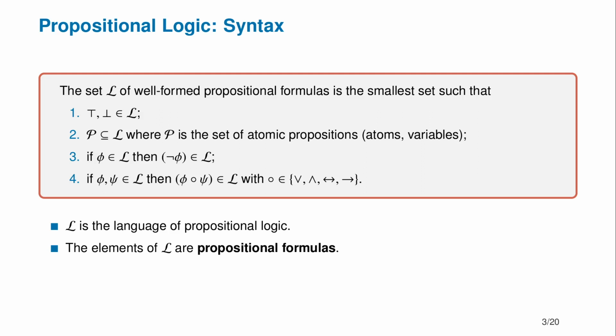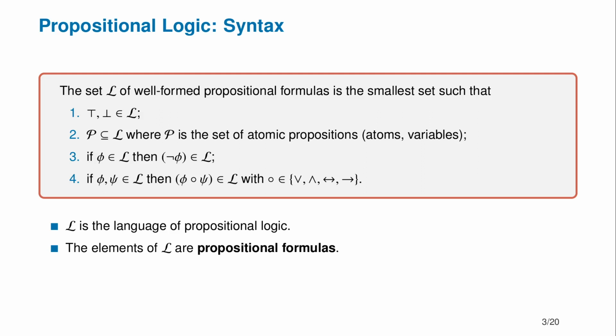the truth constant in this set, we have the variables from P in this set. If we have a formula or an element phi in the set, then not phi is in the set, and if we have two formulas phi, psi in the set, then they can be combined to a new formula which is in the language of propositional logic by using disjunction, conjunction, equivalence, or implication symbols.